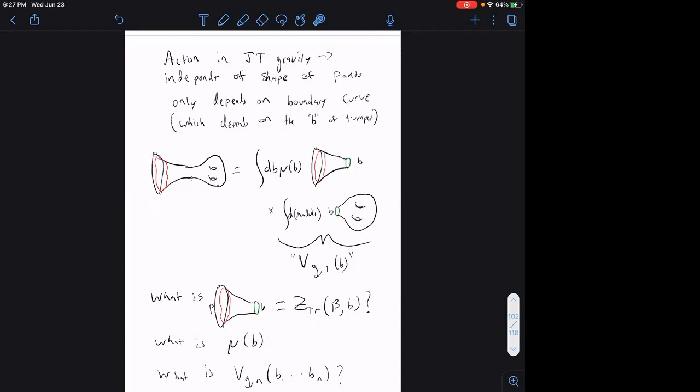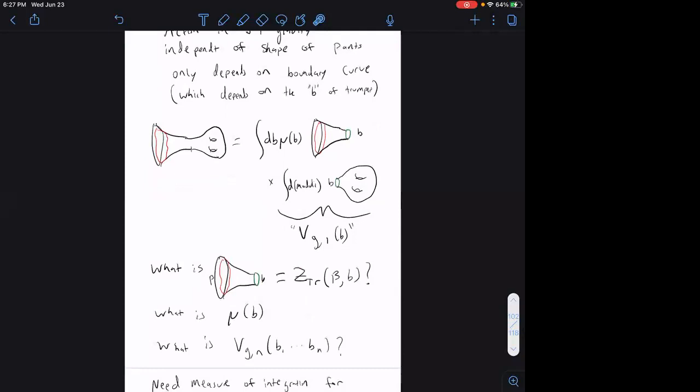So to do this path integral, we need to know first, what is this thing? What is the trumpet with fixed b? That's an integral over the boundary curves for fixed b. What is the measure for integrating over b? And what is this thing here? This is what's called the volume of the moduli space of ordered Riemann surfaces, genus g and n geodesic boundaries, b_1 through b_n. So here's a special case. I have genus 2, 1 boundary. It's a function of b.